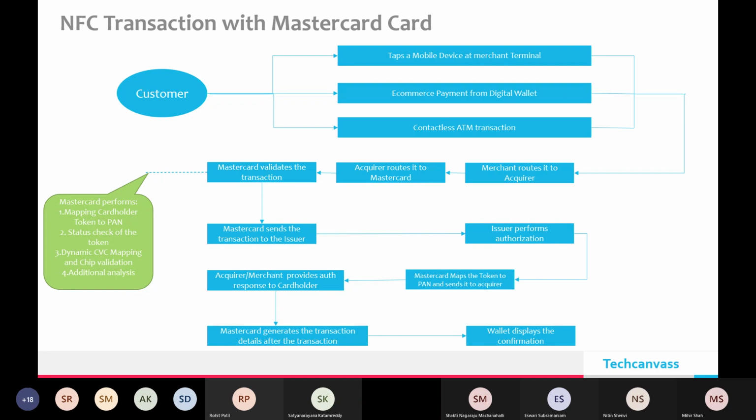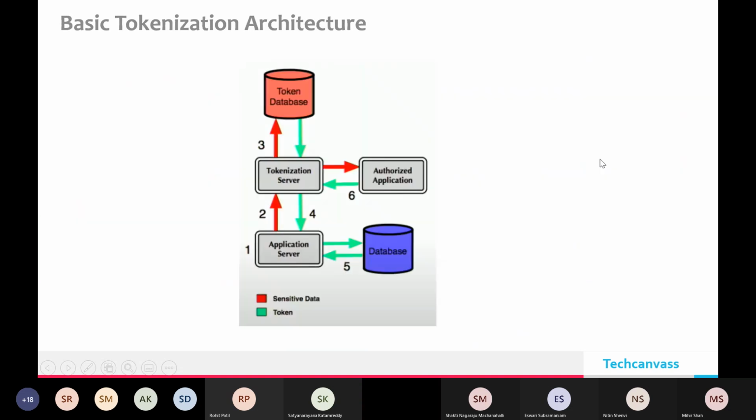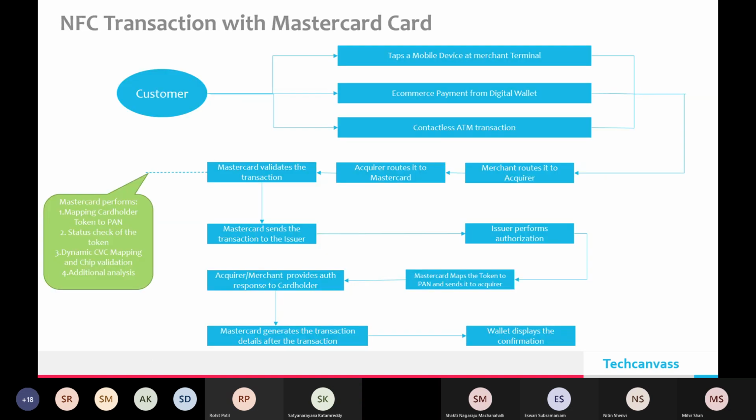Okay, so this is an example scenario of how an NFC transaction happens with MasterCard. The customer has done some transaction by tapping a mobile device at a merchant terminal, or by making an e-commerce payment through a digital wallet, or some contactless ATM transaction. The merchant has done it, and then the information goes to the acquiring bank through the token number. The card number gets encrypted, and a token number goes to the acquirer.